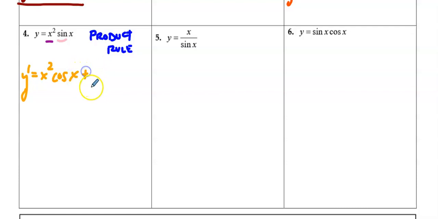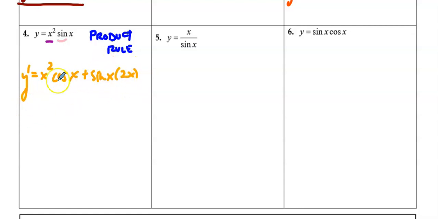And then I'm going to go plus, and then I'm going to write down the second one, which is just sine of x. And I'm going to multiply by the derivative of my first. So it's going to be the first times the derivative of the second plus the second times the derivative of the first.